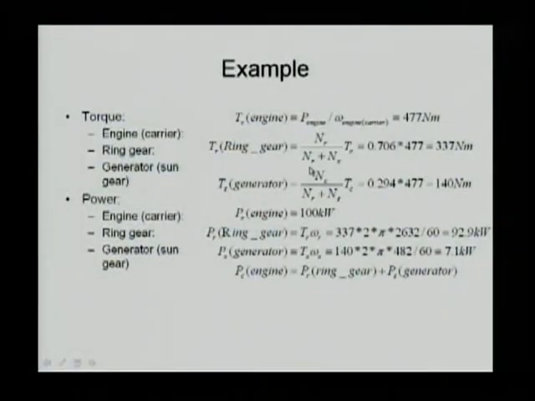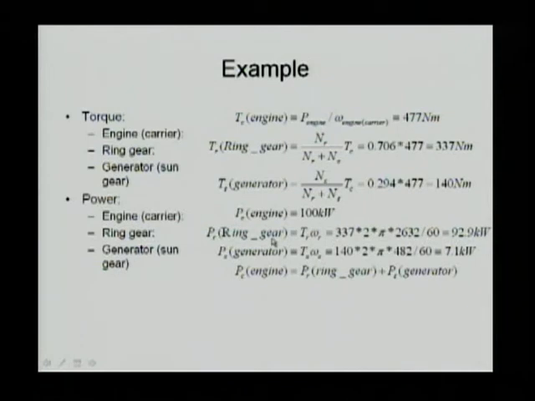So in this operating example, we know the engine is operating at 2000 RPM, 100 kilowatts, so we can calculate how much torque is generated by the engine. It's 477 Newton meters, as we calculated on the chart. Given this torque on the carrier, we know the ring gear torque is proportional to the carrier torque, so we can calculate the ring gear torque to be 337 Newton meters. And then the sun gear torque, which is the generator torque, is also proportional to the carrier torque, and we calculate it to be 140 Newton meters.